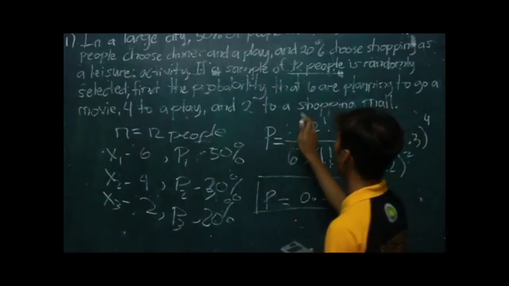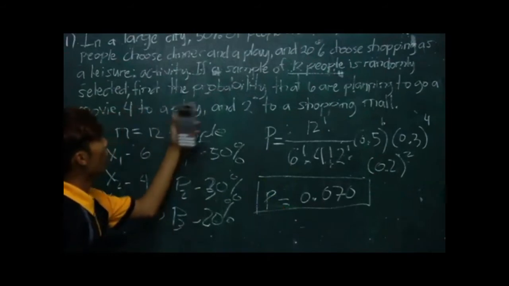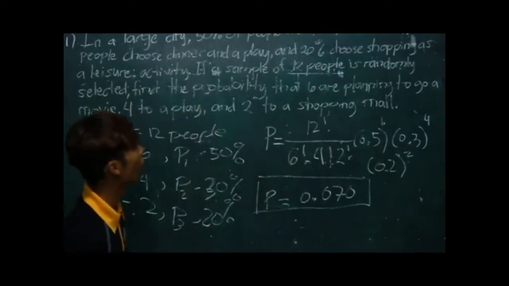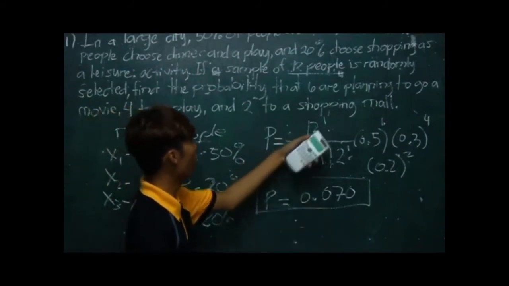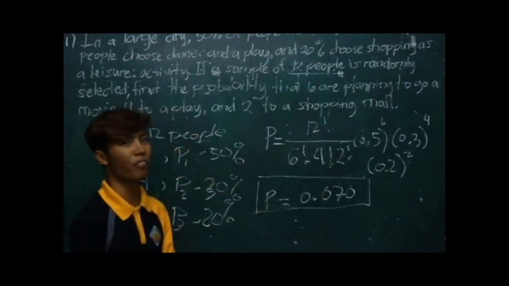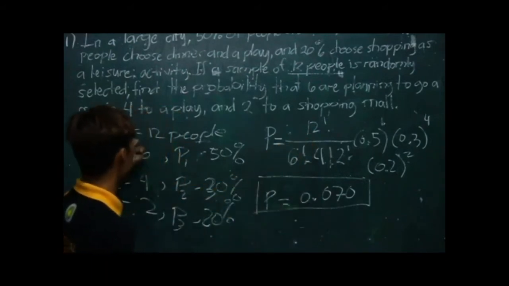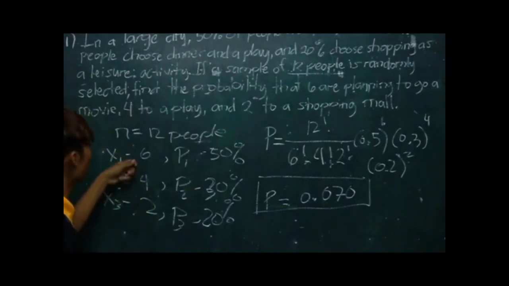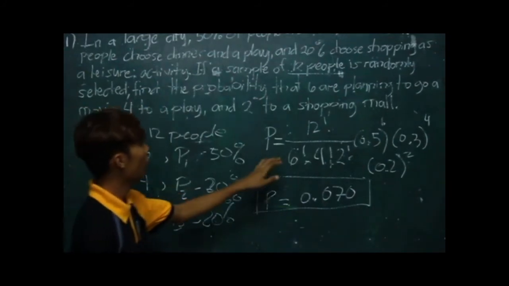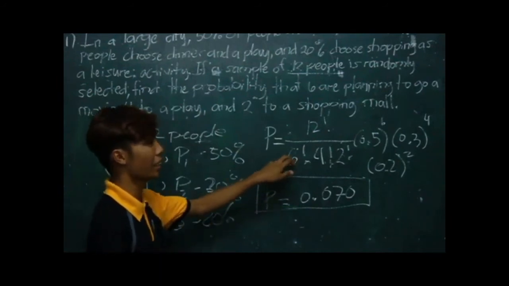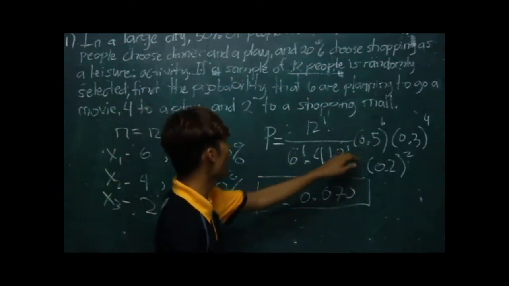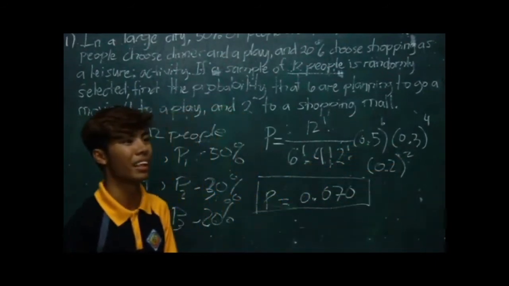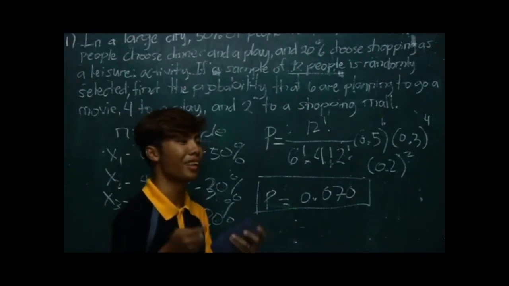This is the probability that 6 are planning to go to a movie, 4 to a play, and 2 to the shopping mall. As you can see here, we use our 12 as n, the random people selected in our event, and 6, 4, 2 are x1, x2, x3. Our probabilities P1, P2, and P3 are 0.5, 0.3, and 0.2 respectively. So stay tuned for more examples and good day.